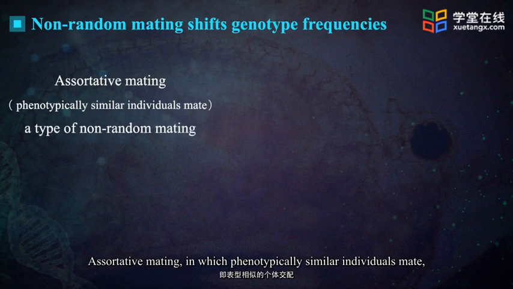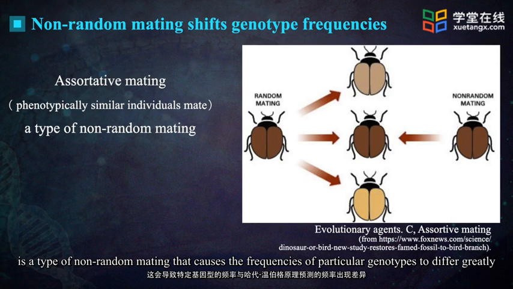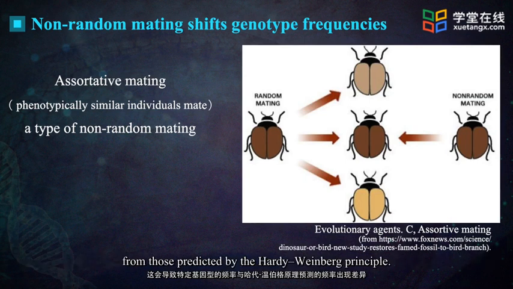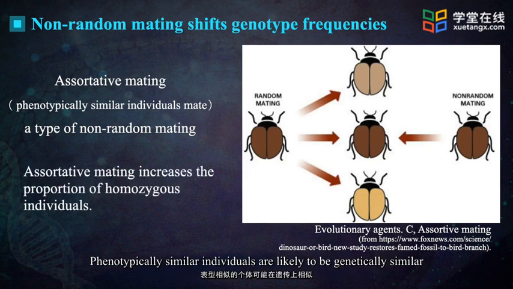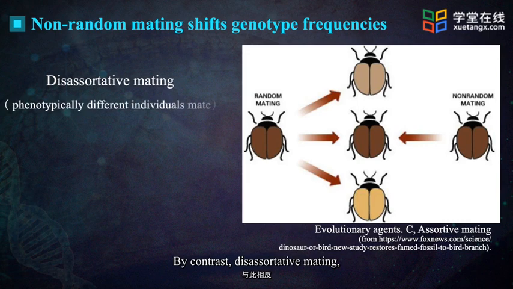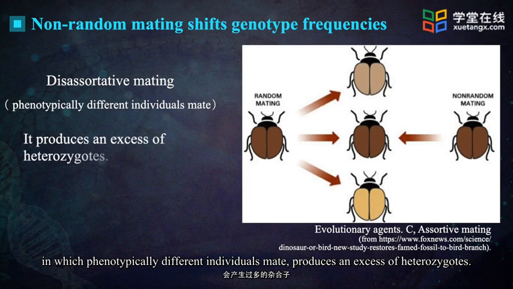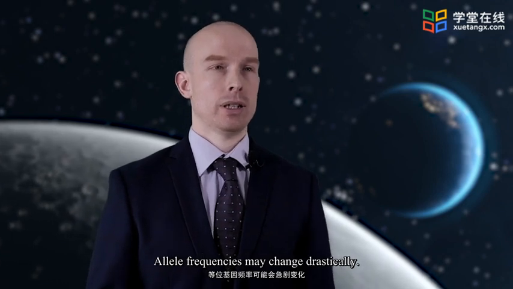Assortative mating, in which phenotypically similar individuals mate, is a type of non-random mating that causes the frequencies of particular genotypes to differ greatly from those predicted by the Hardy-Weinberg principle. Phenotypically similar individuals are likely to be genetically similar, and thus are also more likely to produce offspring with 2 copies of the same allele. By contrast, disassortative mating, in which phenotypically different individuals mate, produces an excess of heterozygotes.